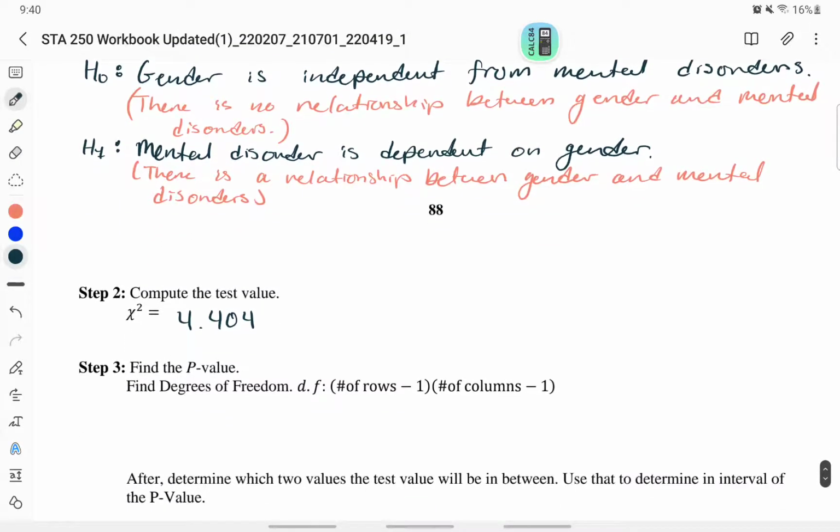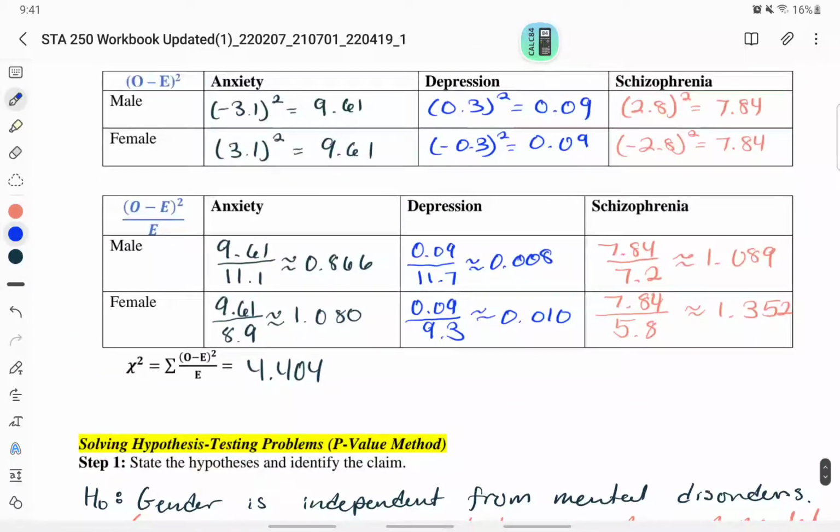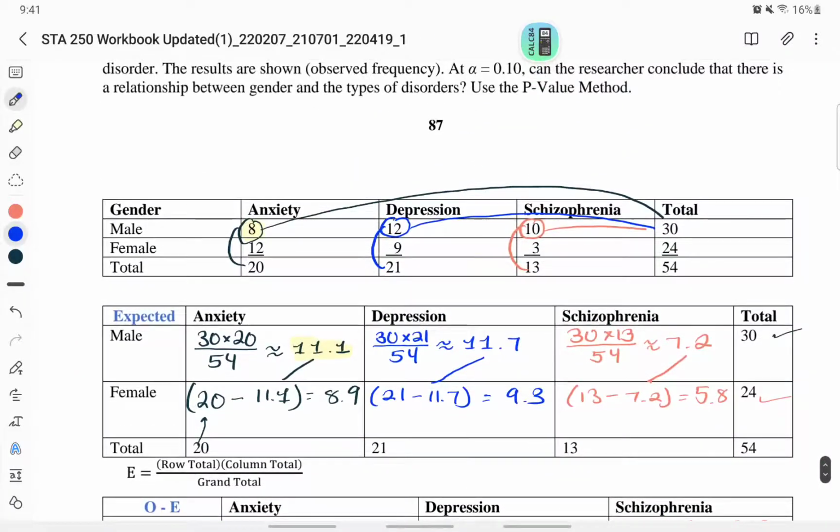Step 3, we want to find the p-value. So first, we must find the degrees of freedom. It is the number of rows minus 1 times the number of columns minus 1. Let's go back up to our table. The original table, looking in terms of the categories, is a 2x3 table. Let's do that again. Only look at the data values, not the totals and not the categories.